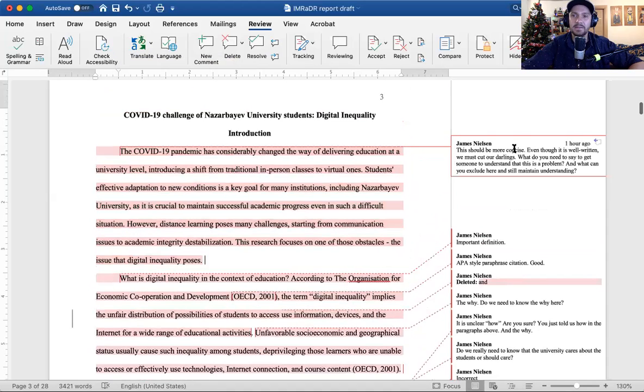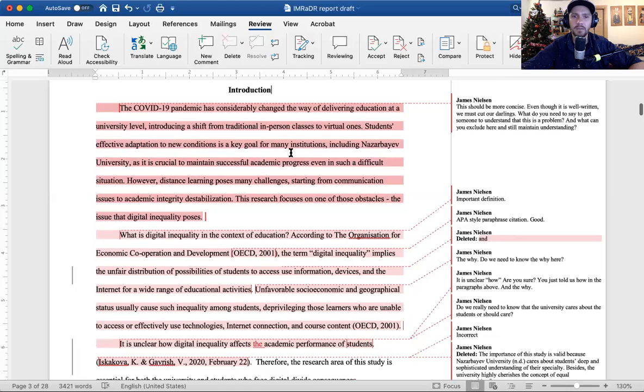I've read through this. So you guys are aware, the students here seem to be researching the challenges of digital inequality among NU students during this semester. And here they bring up this idea that COVID has considerably changed the way we live, and NU is no different, and distance learning poses some challenges. Some good information, and I think maybe necessary, but it could be a lot shorter. I think we could write this in just fewer sentences.